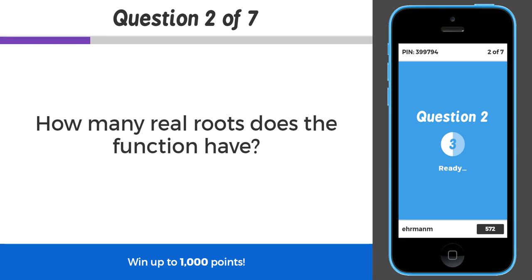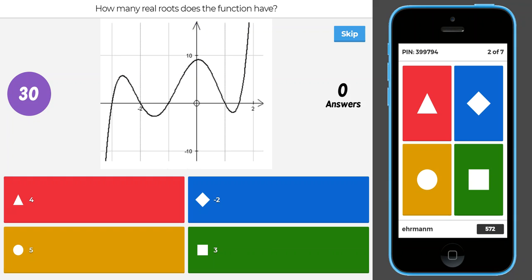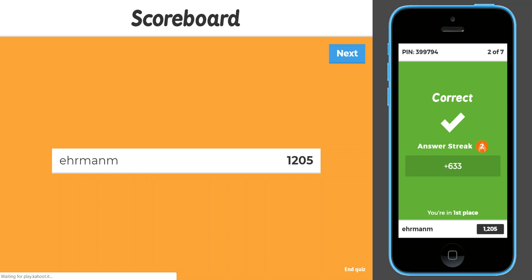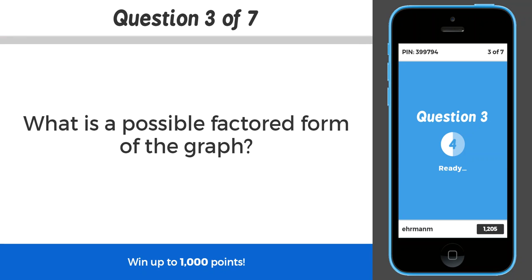Let's see what this next one asks. Now here we need to answer how many real roots does the function have. Well, if you recall, another name for roots are solutions, x-intercepts, zeros, etc. So I don't know what the total degree of this function is, but I have a pretty good idea. What I do know is that it crosses the x-axis 5 different times, so there must be exactly 5 real roots. The orange circle should do it. And there we go. All right, so that one was good.